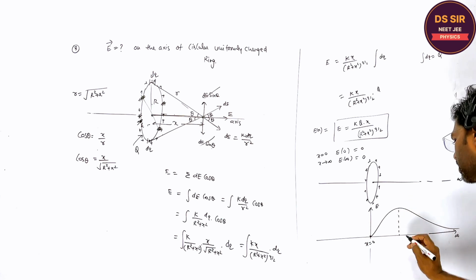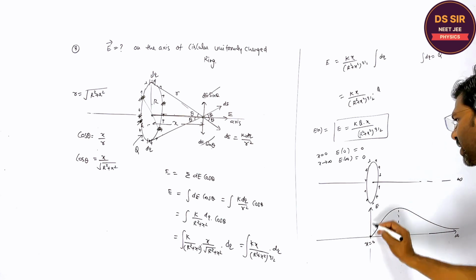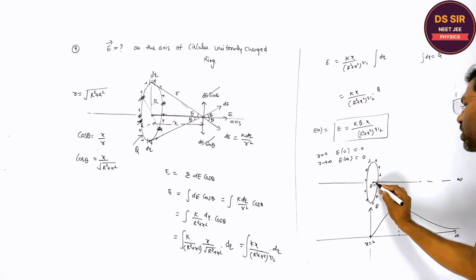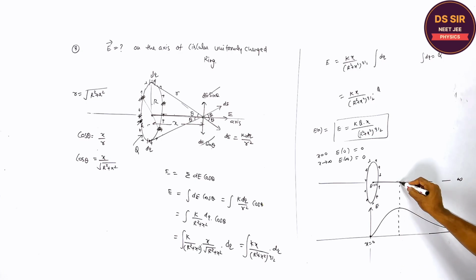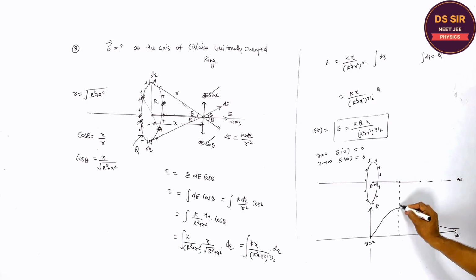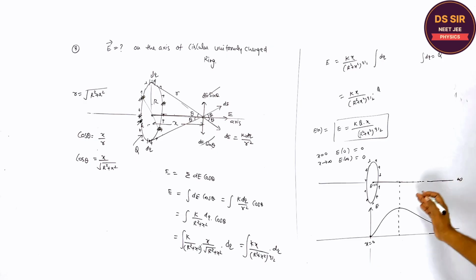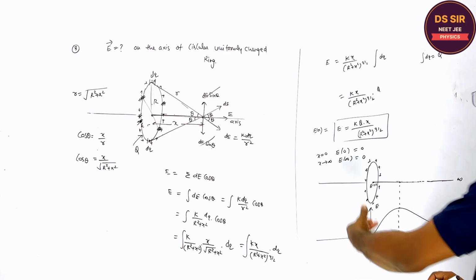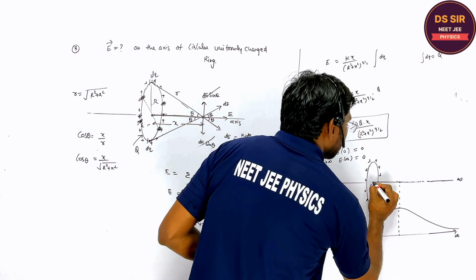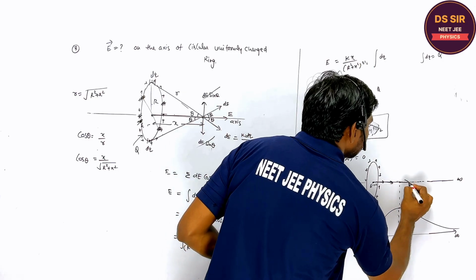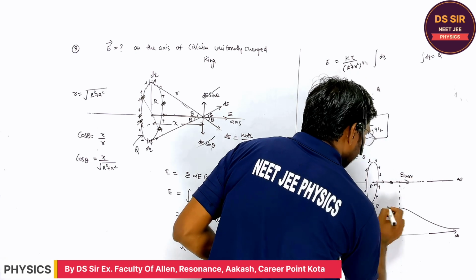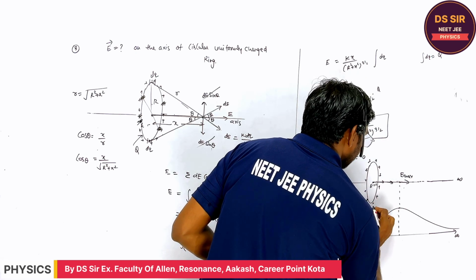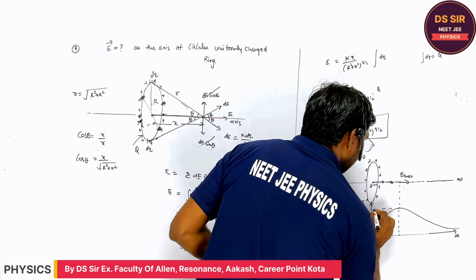So somewhere the electric field will be maximum. At the center the electric field is 0. Then it increases, and at some point the electric field becomes maximum. Then when you increase the distance, the electric field reduces, and at infinity it becomes 0. This is the maximum electric field.